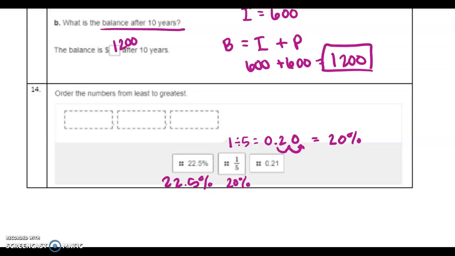And then to get my decimal as a percent, I'm going to move that decimal 2 times to the right. So I get 21%. This makes it easier to see from least to greatest. So we want our smallest one first, which would be 1/5. Then we want our second smallest, which would be 21%, which was our 0 and 21 hundredths. And then finally, we want our largest number, which is 22.5%.